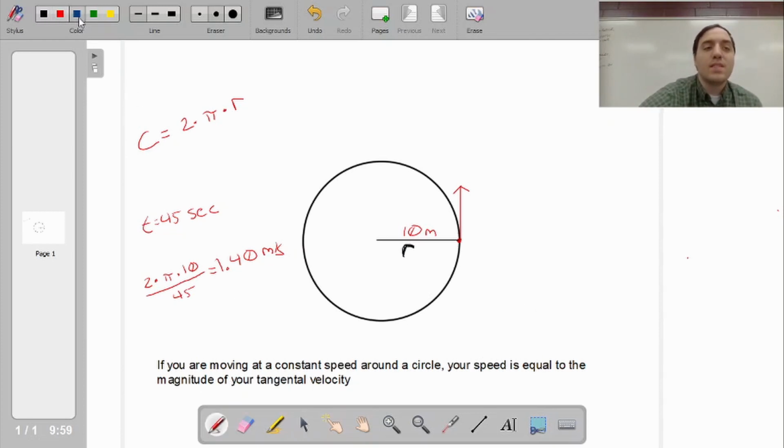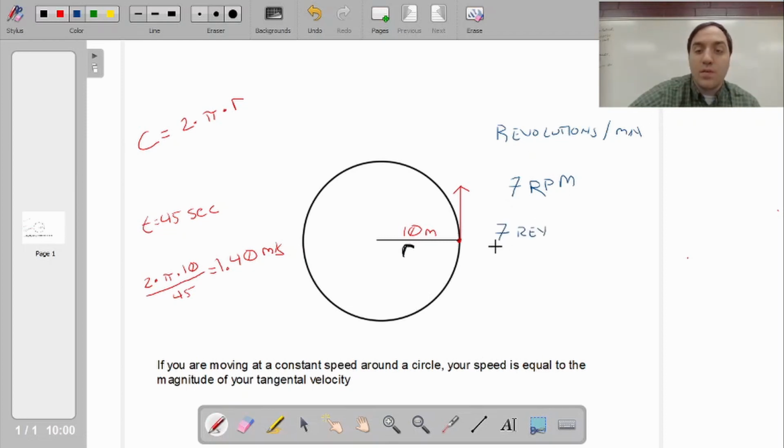The other common way you will see this stated is in revolutions per minute, or RPMs. There will also be rotations per second, or whatever. A revolution per minute is one trip around. So let's say you're completing 7 revolutions per minute, you need to be able to convert this into meters per second, which involves unit conversion from way back when in chemistry. All it is, one revolution is one trip around the circle. So one revolution is 2 times pi times r, meters. And 1 minute is 60 seconds.